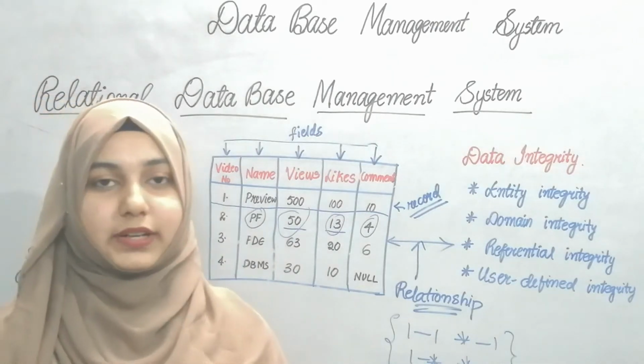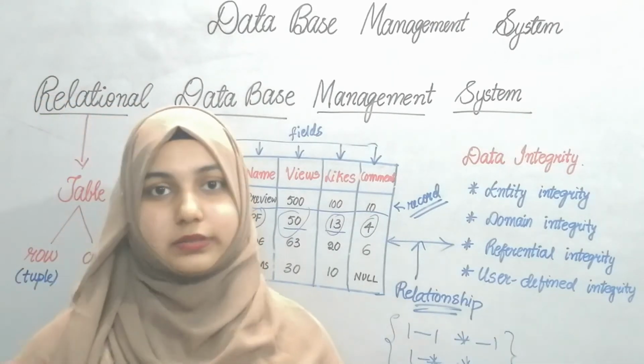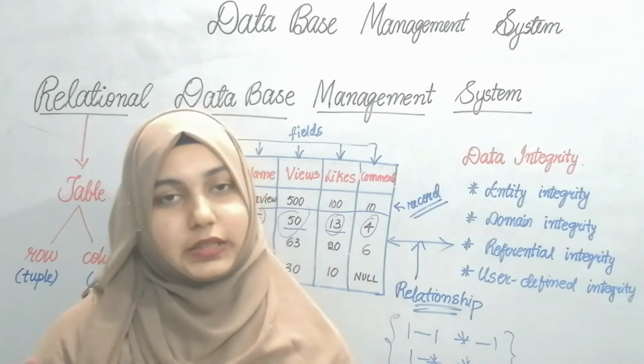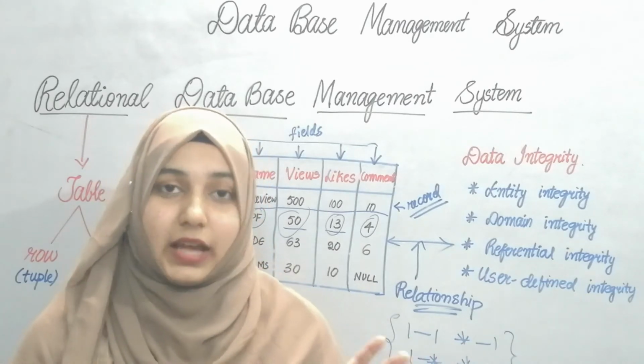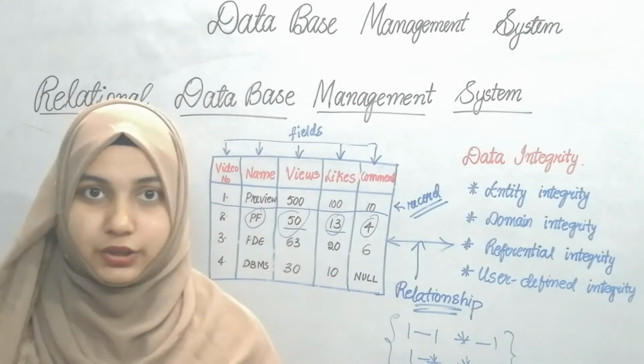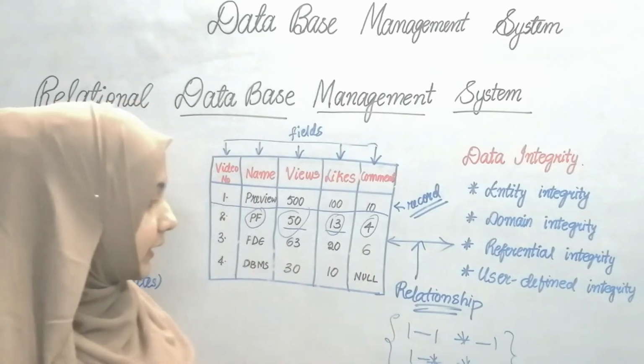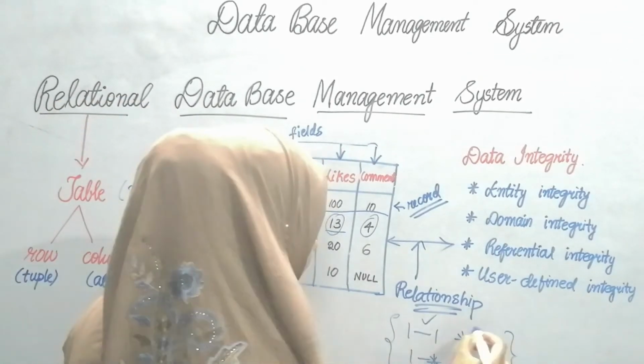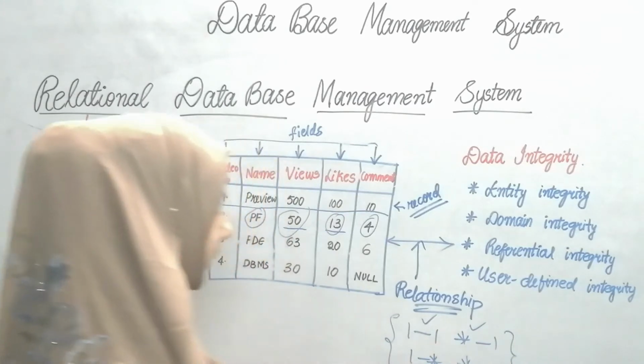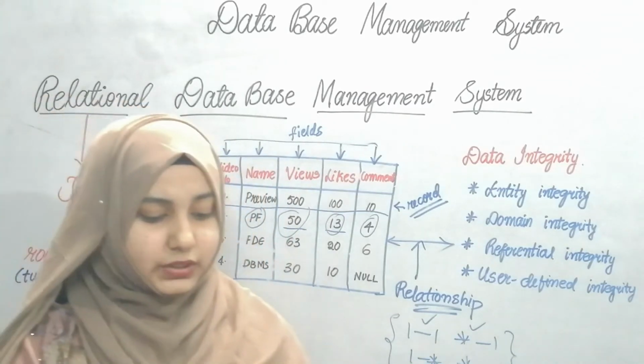Okay, we'll take one more example: faculty table and student table. These two tables need to be connected with each other. These two tables have to have a relationship between them, right? So I can have any of these 4 relationships: one-to-one, one-to-many, many-to-one, many-to-many, right?